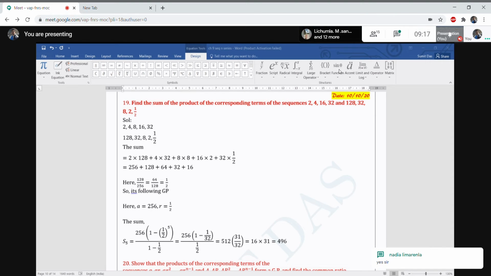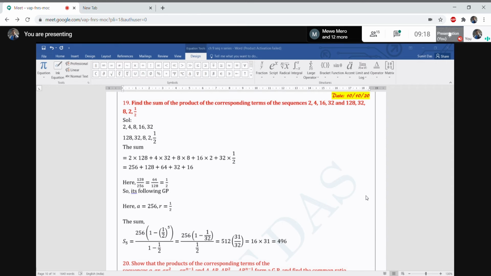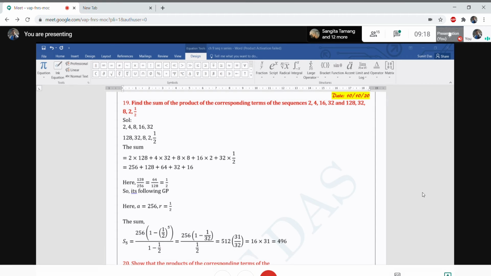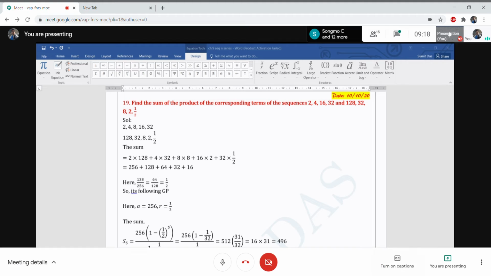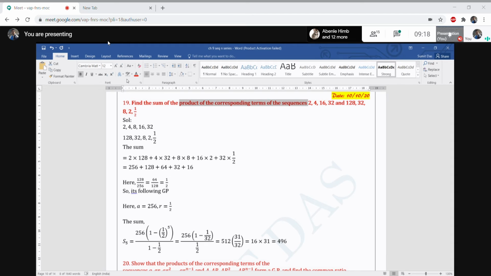Okay. Question number 19 is saying: find the sum of the product of corresponding terms of the sequence 2, 4, 8, 16, 32 and 128, 32, 8, 2 and 1 by 2. So this line is important: the product of corresponding terms of the sequence. Okay, this line is important.